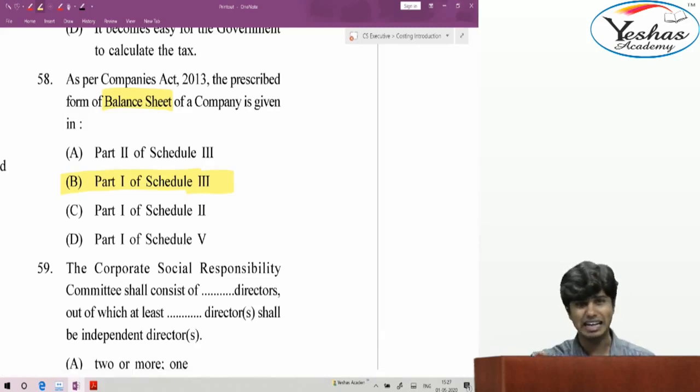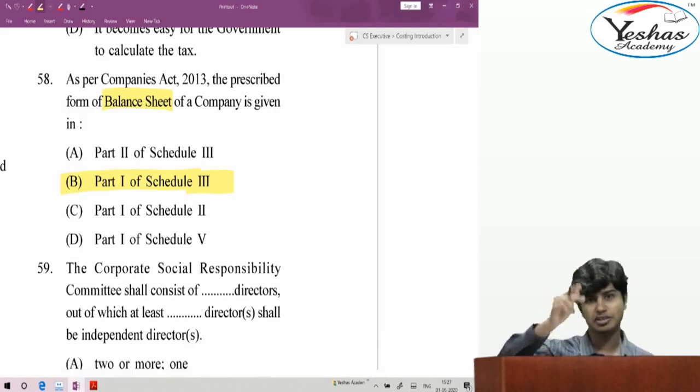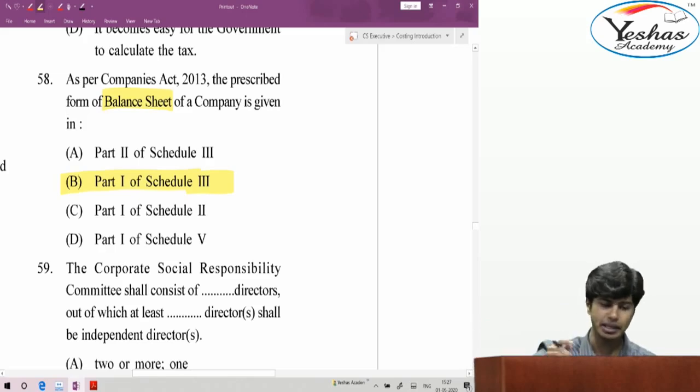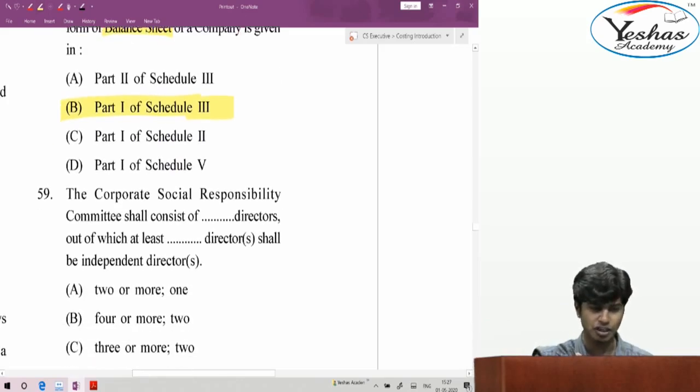Under the Companies Act 1956, it was Schedule 6, which was later revised. But there the order was different. First was P&L, then the balance sheet. Here it is first the balance sheet, then P&L. Come on, let's go to question number 59.